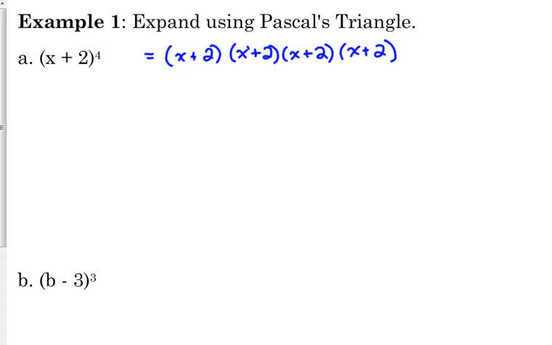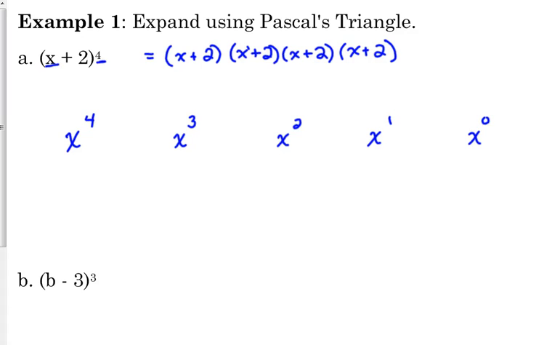Well, here's where Pascal's triangle comes into effect. So what we're going to do is, since this is fourth degree, we're going to start with the first term. We're going to start with x, and we're going to write x to the fourth. We're going to leave ourselves some space. X cubed, leave some space. X squared, leave some space. X to the first, leave some space, x to the zero.